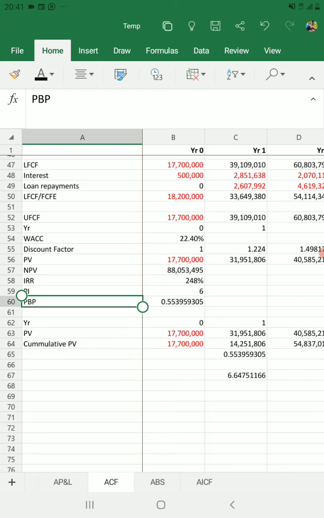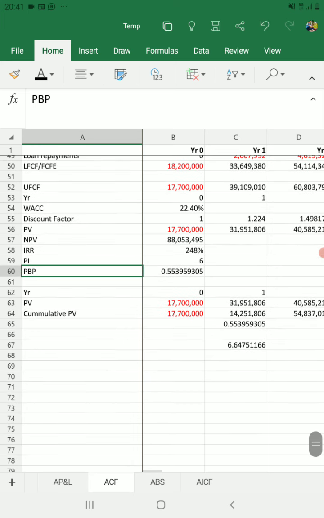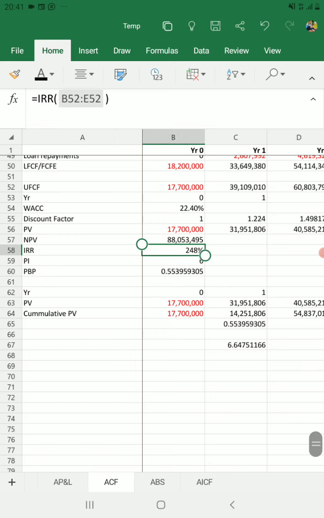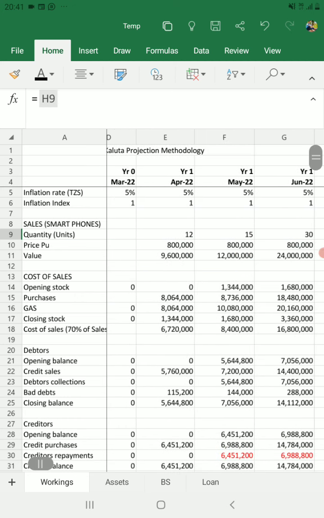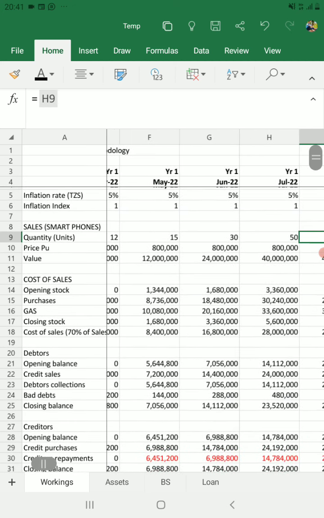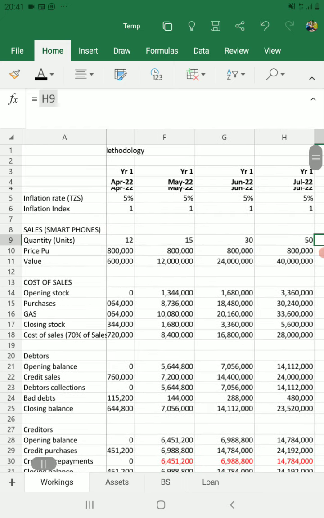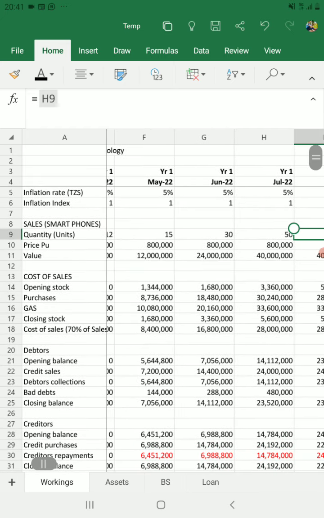So present value, NPV, IRR is still great. This one is still too great. So let us go and reduce further the workings here. Let us just assume the problem was in sales here. So 12, 15 instead of 30, let's do it.